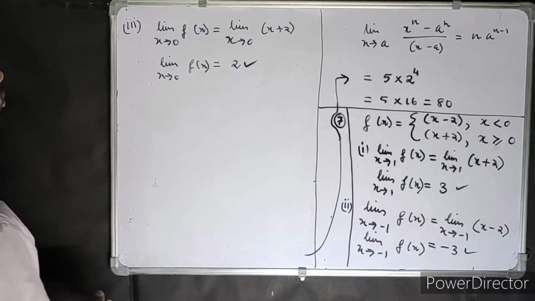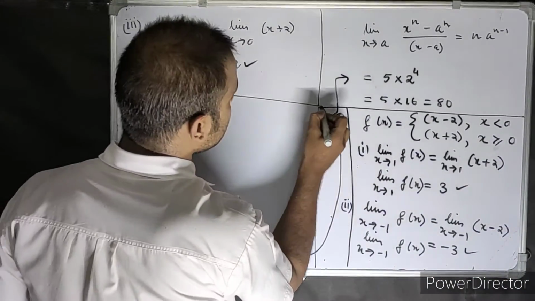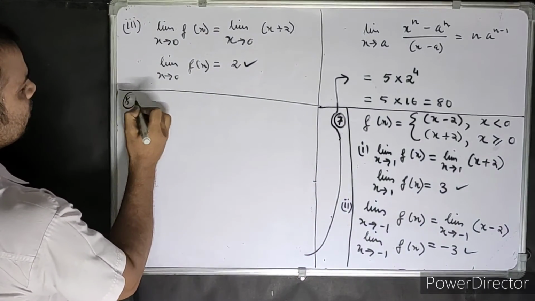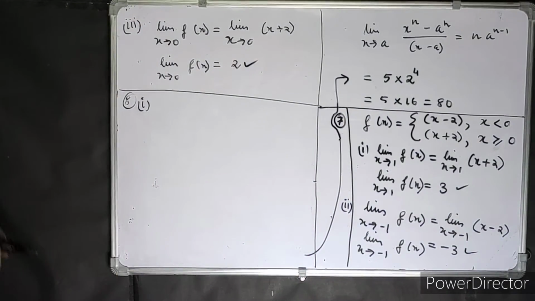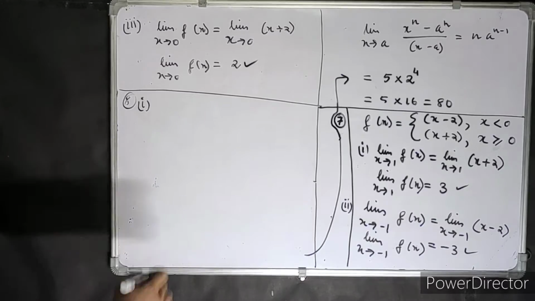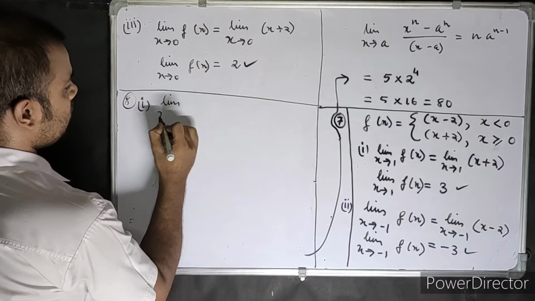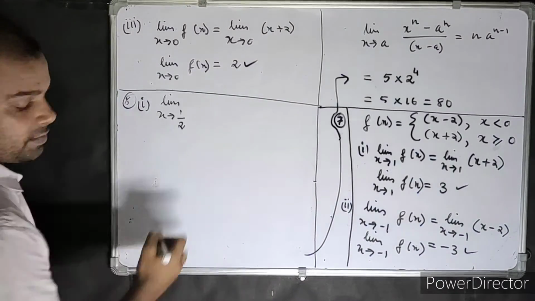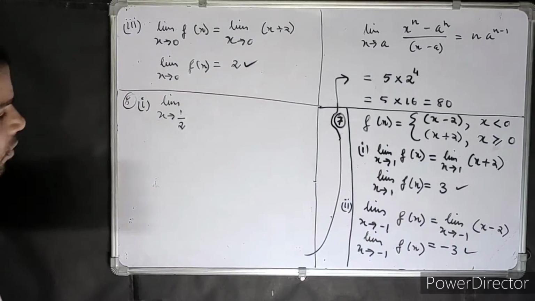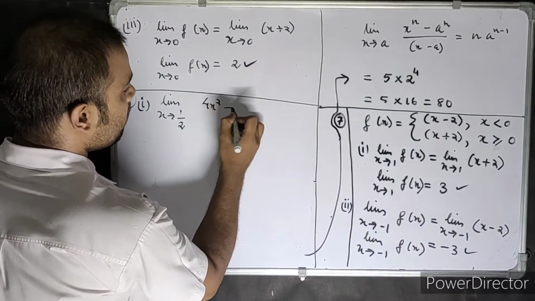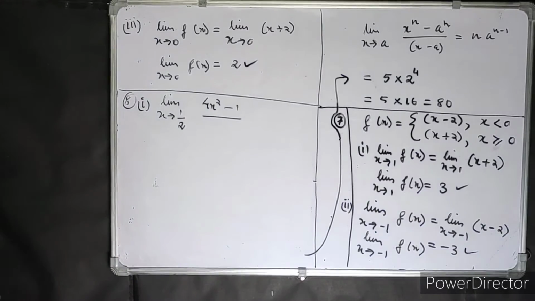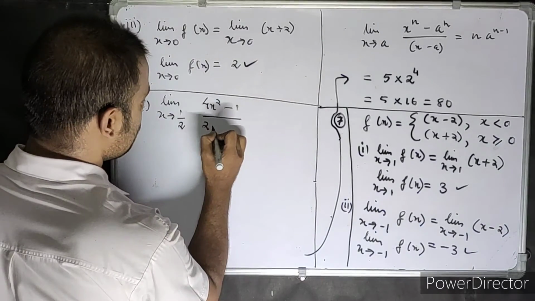Okay, let's go on to question number 8. It's the wrong answer at the back. 8 part 1. Limit x tends to half of 4x squared minus 1 divided by 2x minus 1.